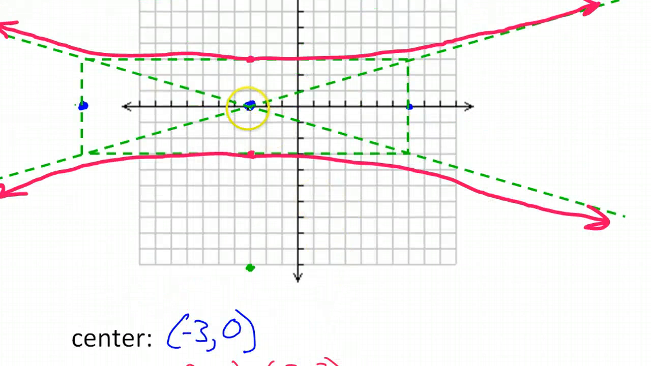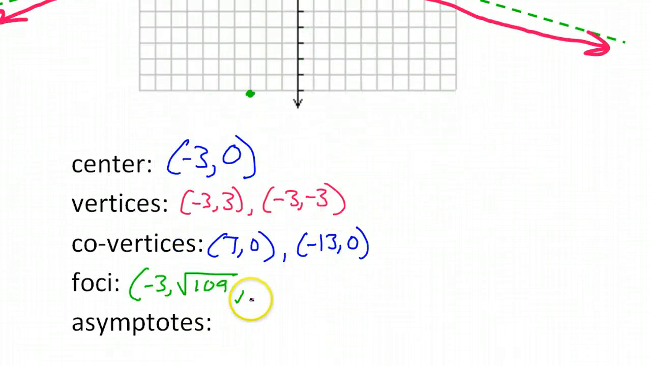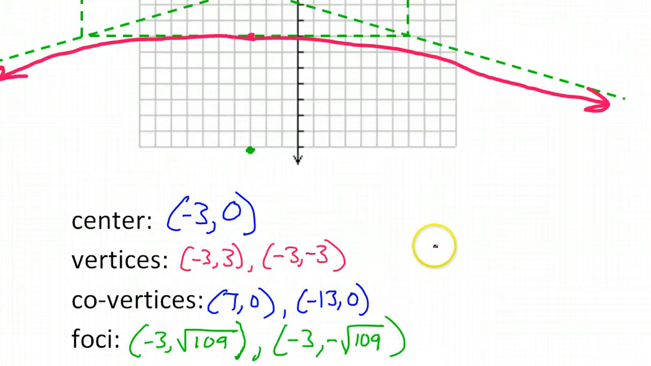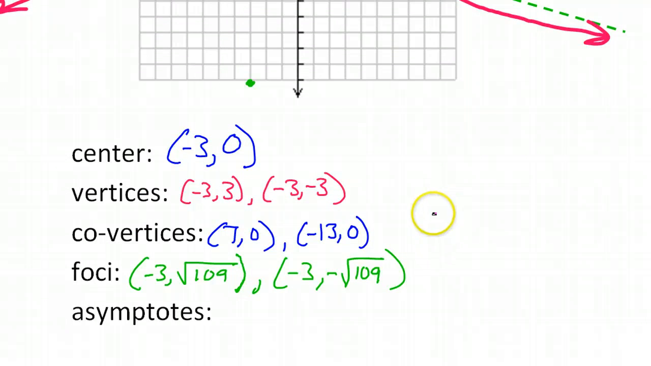Now, if this y value had been anything other than 0, let's say if this had been a 1, then I would have put 1 plus radical 109 and 1 minus radical 109. But when it's 0, you don't need to put the 0. Anyways, so that's one of them. And the other one is also going to be at an x value of -3, as you can see. But it is down radical 109. So those are the foci.